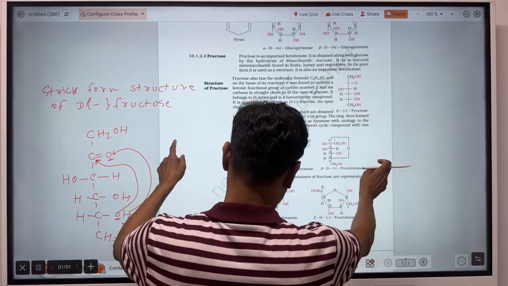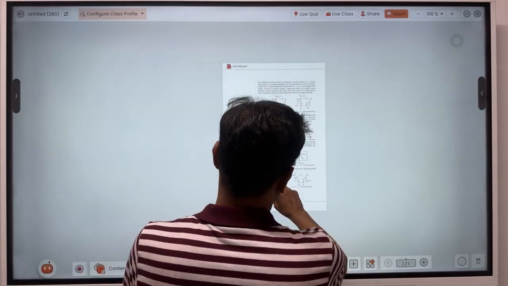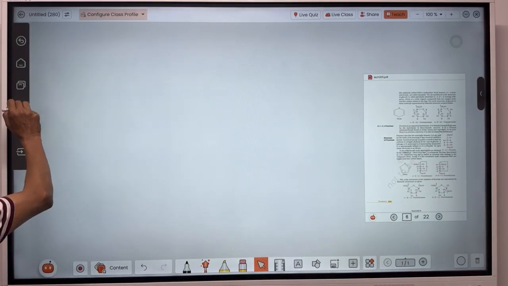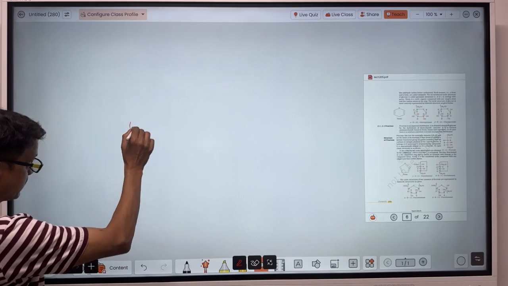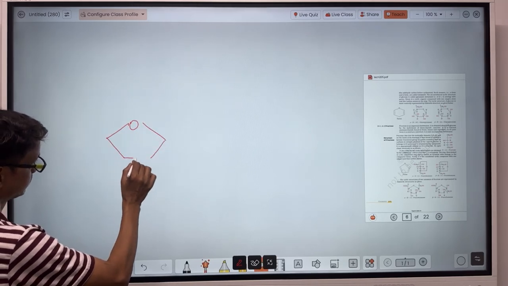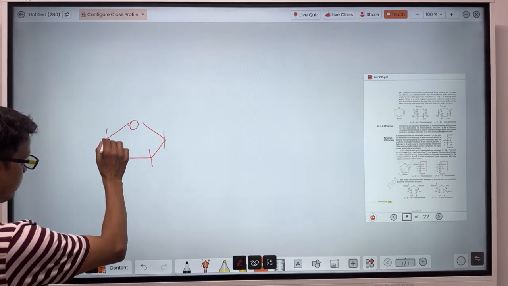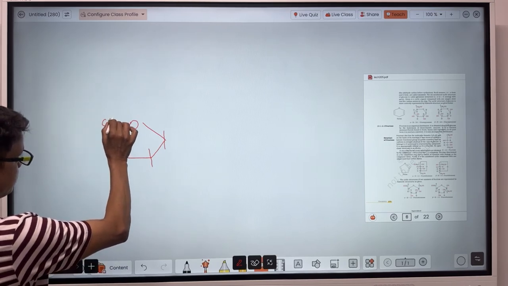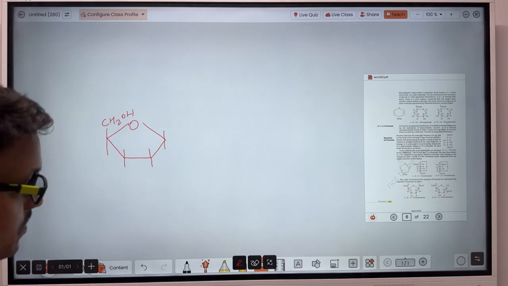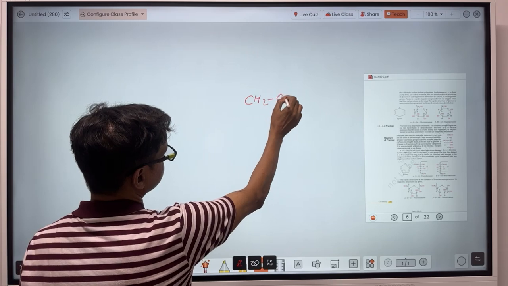Now how to draw the structure? So the ring will be here, oxygen here. This is the first carbon, second carbon, third carbon, fourth carbon and fifth carbon atom here. I am drawing the structure again, this one here.